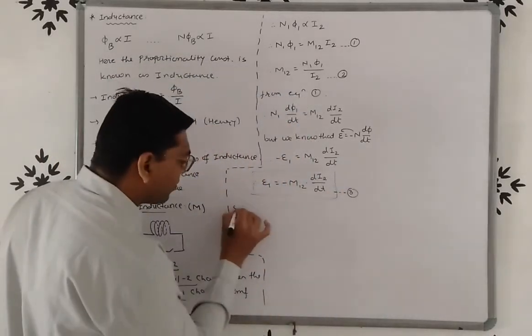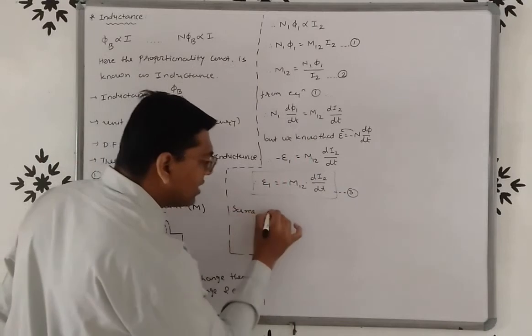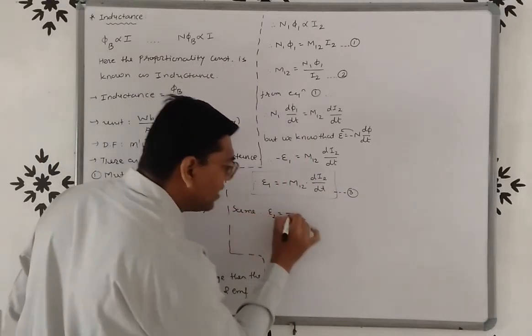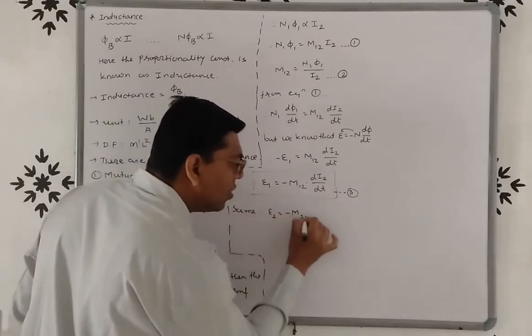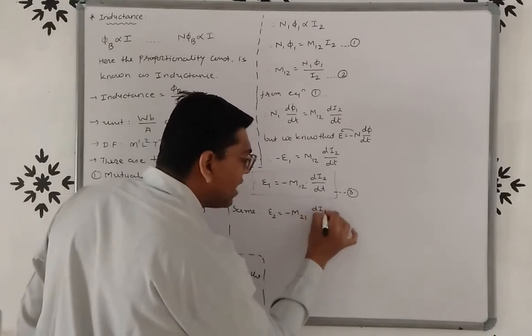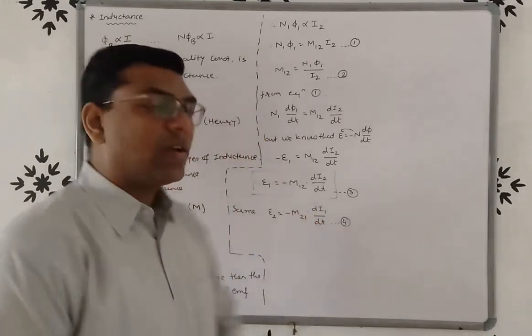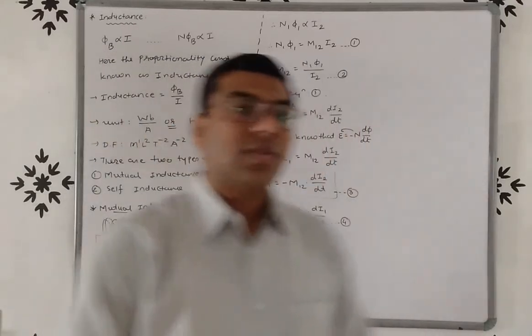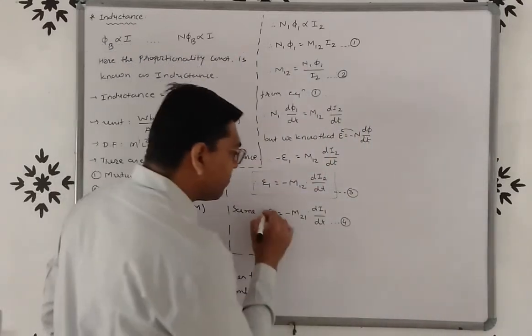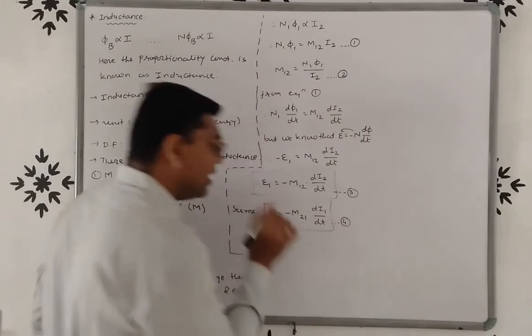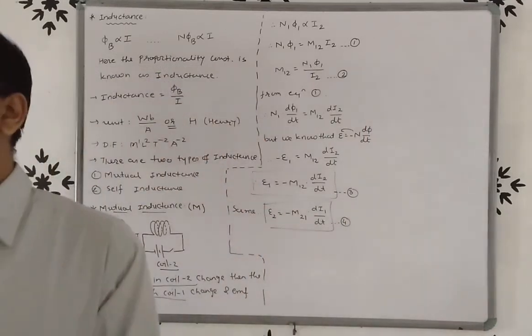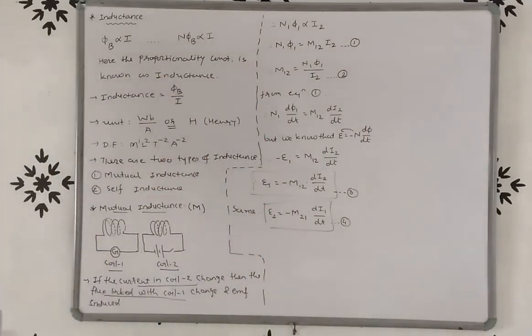In the same way, you can derive E2 is equal to minus M21 di1 by dt. So friends, this is the discussion about the mutual inductance.